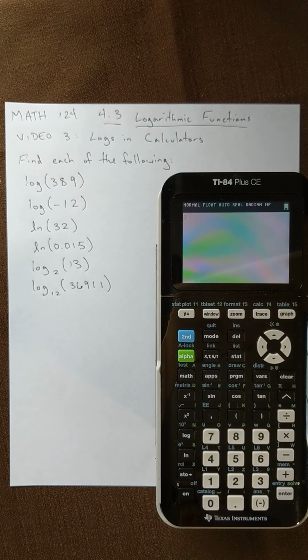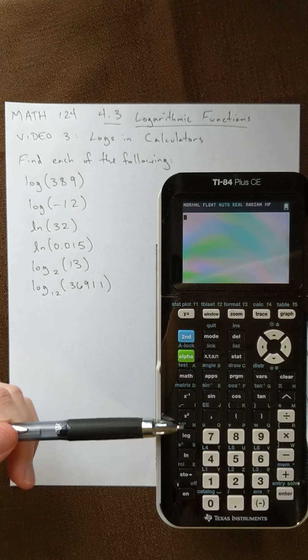Okay, in this video I want to show you how to calculate some logarithms in a calculator. So the first one I'm going to look at is log of 389. Log means common logarithm, which means the base is 10, and 389 is not a power of 10 that I am familiar with. It's not going to work out nicely.